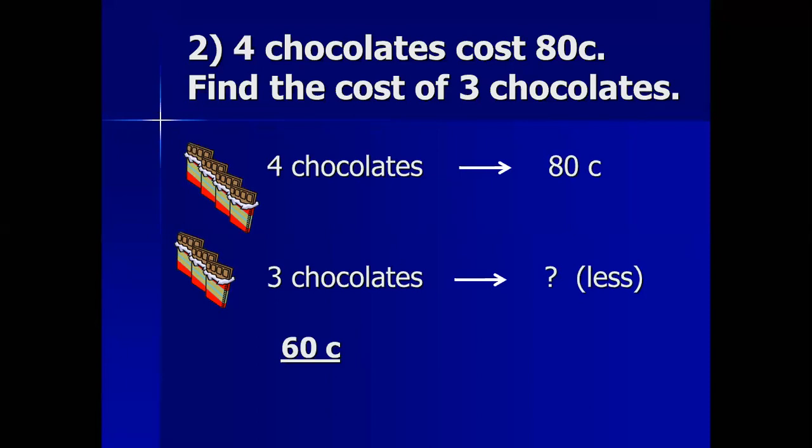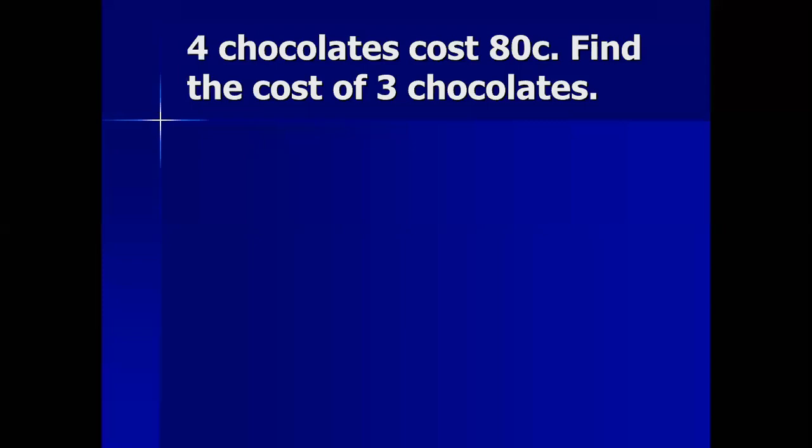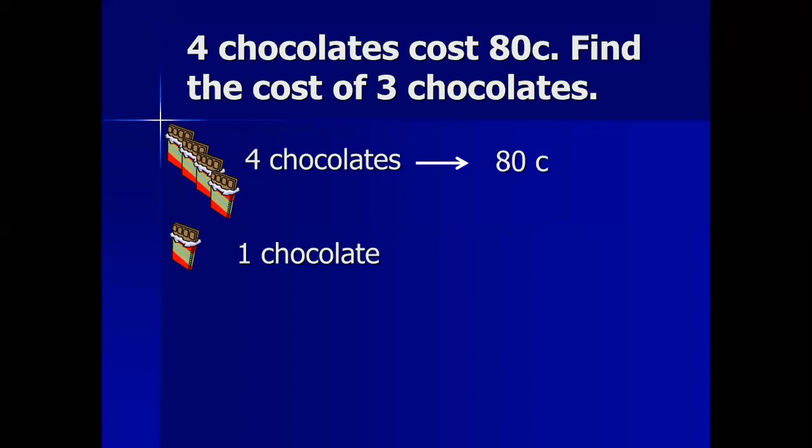Now, it's 60 cents, but how? How can I work to get this answer? Guys, look there. 4 chocolates cost 80. I will find the cost of 1 chocolate. If 4 chocolates cost 80 cents, then 1 chocolate will be 80 divided by 4, which is 20 cents. That means 1 piece of chocolate costs 20 cents.